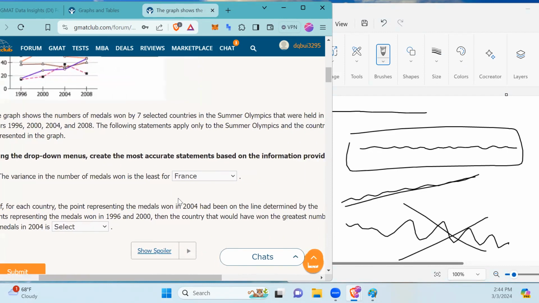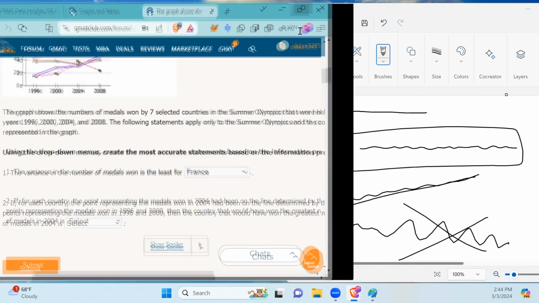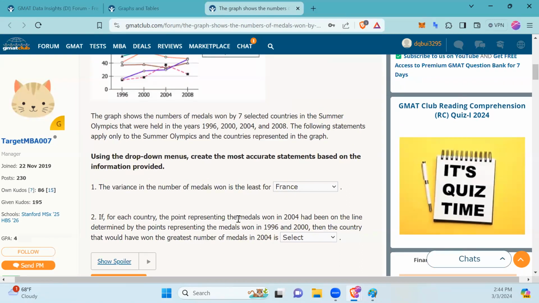Okay, second question. If for each country the point representing the medals won in 2004 had been on the line determined by the points representing medals won in 96 and 2000, then the country that would have won the greatest number of medals in 2004 is?